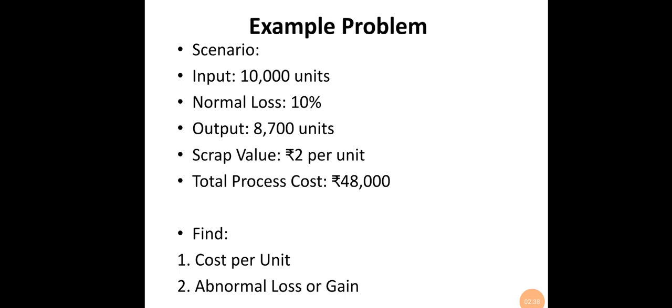Let's look into one of the examples. In this scenario, 10,000 units were introduced, the normal loss is 10%, output is 8,700 units, scrap value is rupees 2 per unit, and total process cost is rupees 48,000. So we have to find the cost per unit, and the abnormal loss and abnormal gain.